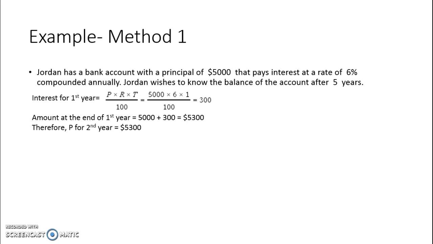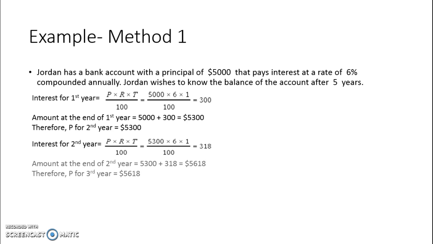Now, these $5,300 will be the principal amount for the next year. So $5,300 is the principal amount, 6 is the rate of interest, and again time period is 1 because it's only for 1 year. We calculate the interest again, and you can see now we have an increased amount at the end of the second year, which is $5,618. This would be the principal amount for the third year.